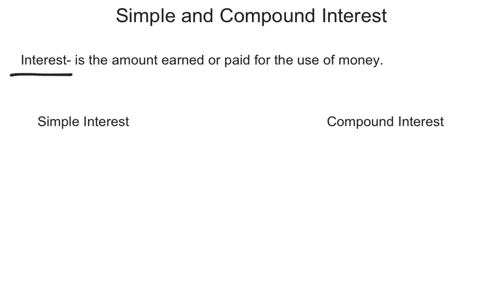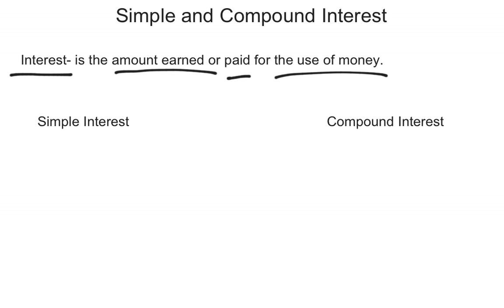So what's happening is it's an amount earned. It's an extra amount of money that the bank is earning. I am paying the bank, so earned or paid, depends on which person you are, for the use of money. I'm using the bank's money so that I can get what I want. So I pay them back that money plus a little extra, which is what we call interest.